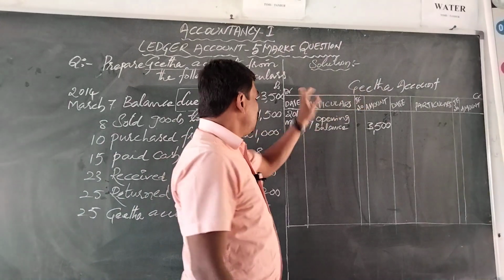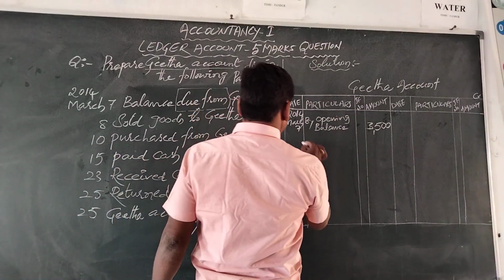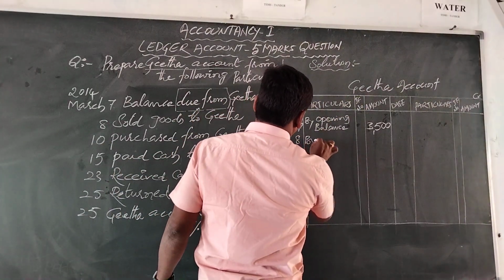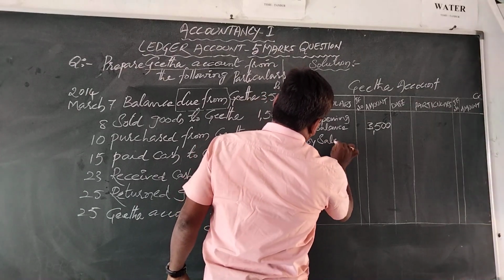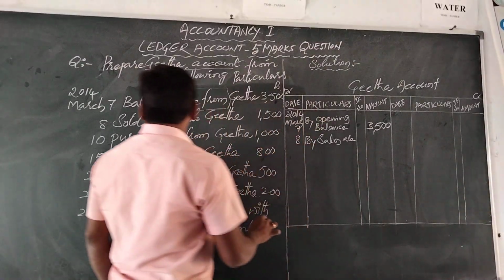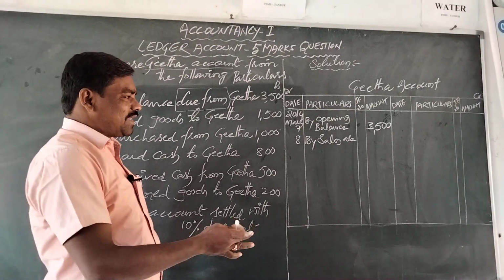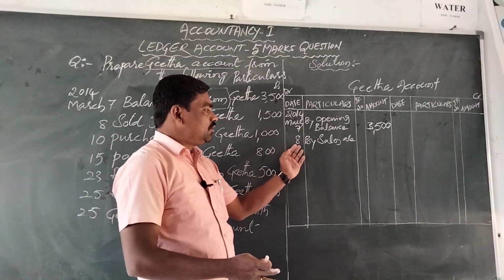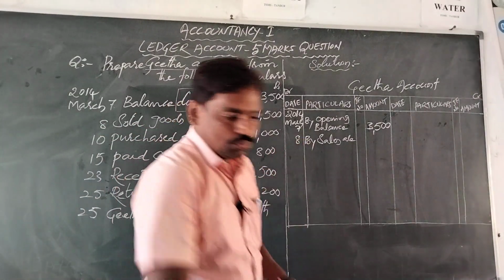So here in the Geeta account debit side, date 8th by sales account or goods sales account, both are accepted. Here on 8th you write, 2.